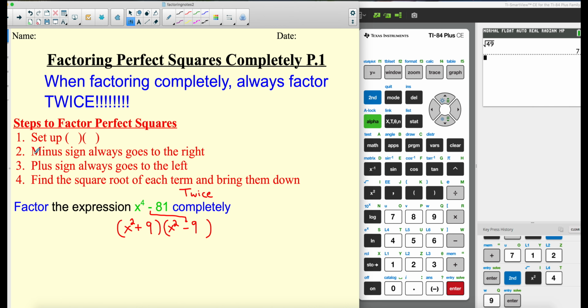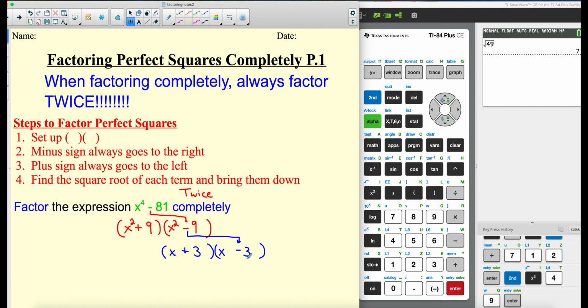So go through these 4 steps again. Once again, open 2 sets of parentheses, just like you did last week. Minus sign goes to the right once again. Plus sign in the left parenthesis once again. But now get the square root of x squared. You guys know this from last week. The square root of x squared is x. What is the square root of 9? The square root of 9 is 3.